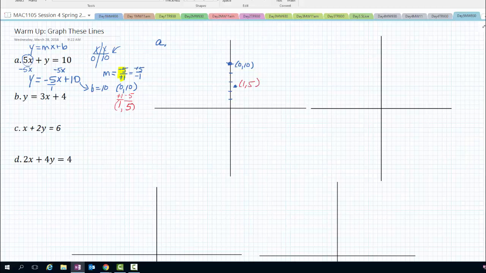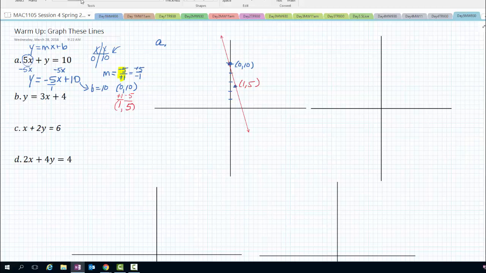Okay, and then we're going to connect the dots. Make sure to put arrows at the ends of your line. Okay, and here's the line for part A. Is that what you got? Okay, so if you didn't, common errors include going the wrong direction when you use the slope, okay? Or sometimes people, instead of plotting 0, 10, plot 10, 0 on the x-axis, so be careful with that.